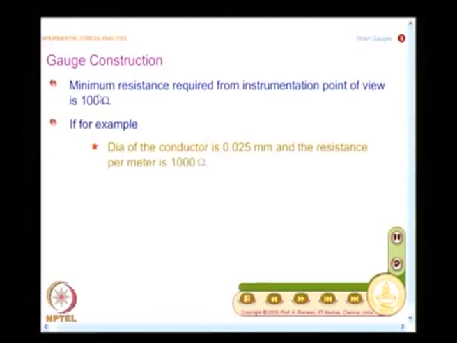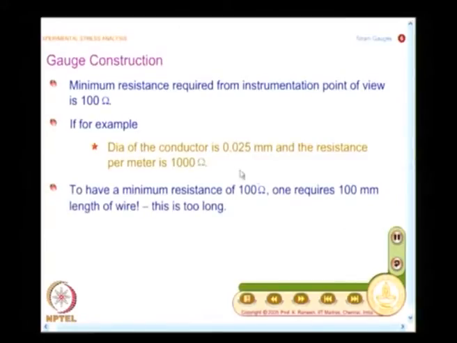And if you want to have 100 ohms, and if you have a diameter of the conductor as 0.025 millimeter, this was the kind of resistors that they had at that time. And also take for example, the resistance per meter is about 1000 ohms. If you have to meet this requirement of 100 ohms, one requires 100 millimeter length of wire.